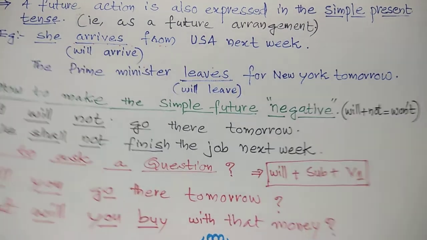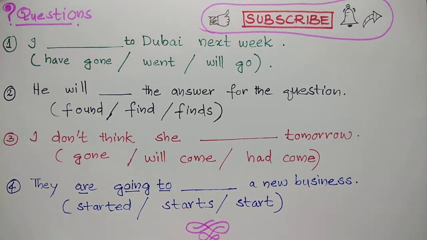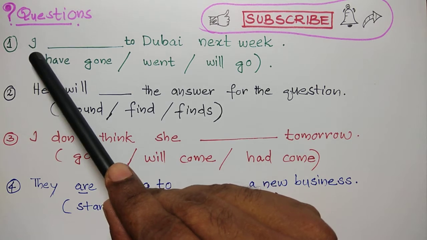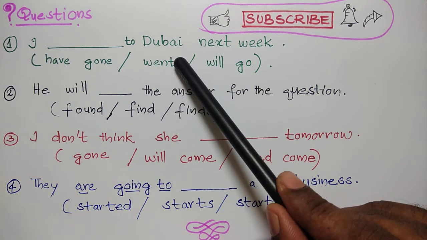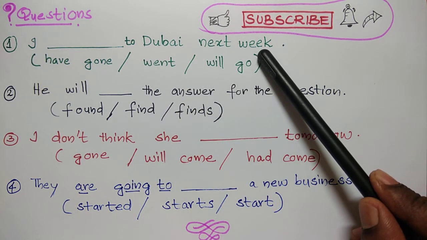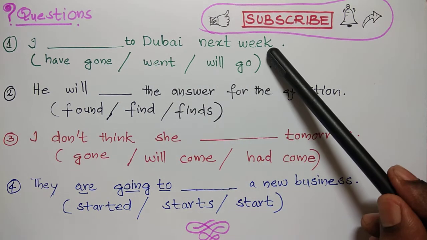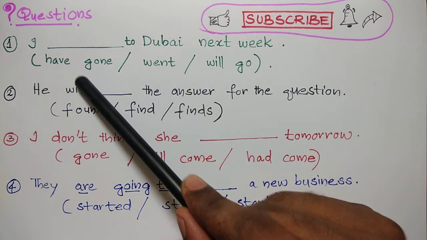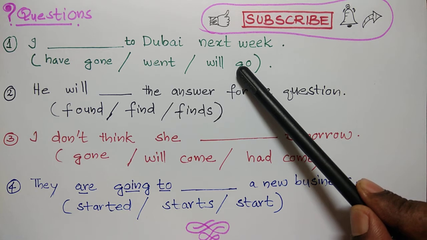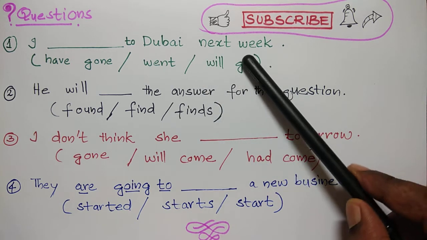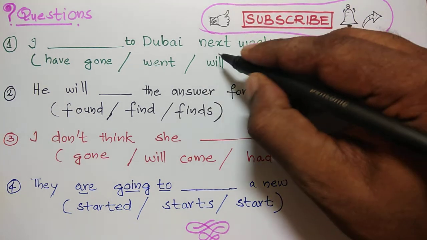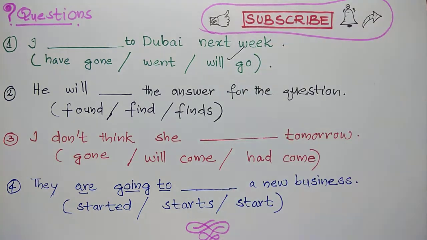Now we have some practice questions. Try to solve. First one. I dash to Dubai next week. Options: have gone, went, will go. So definitely this is a future action. So we have to use will go. Simple future.